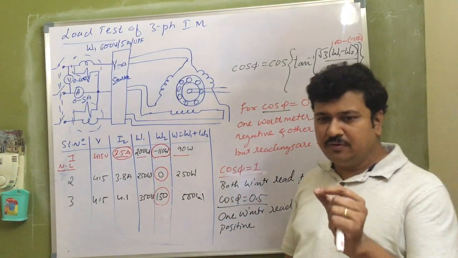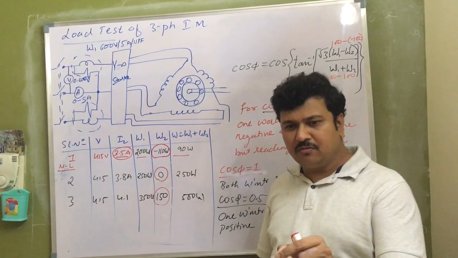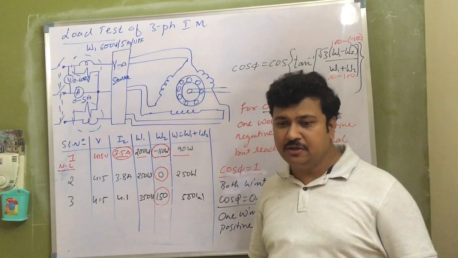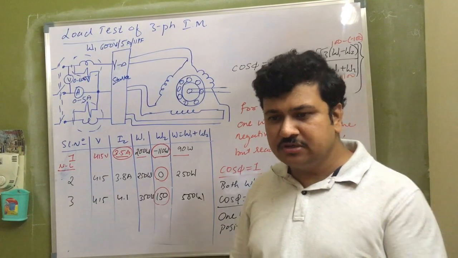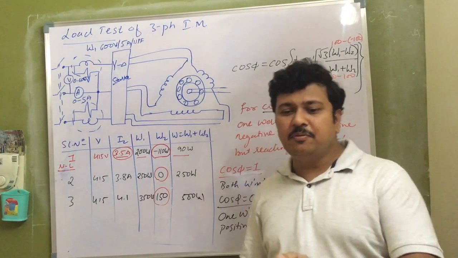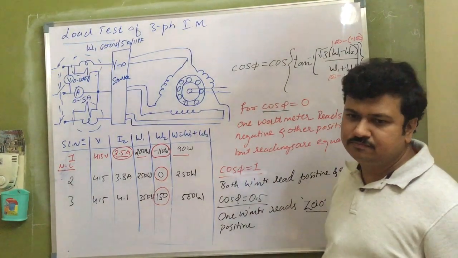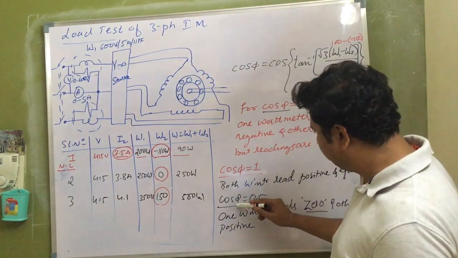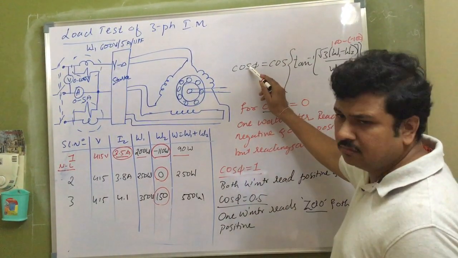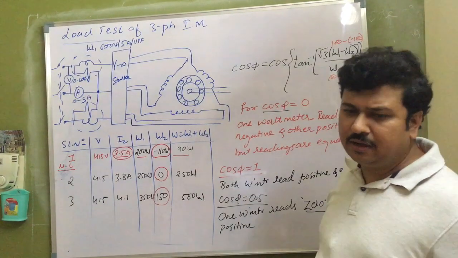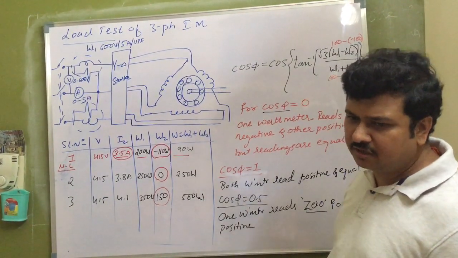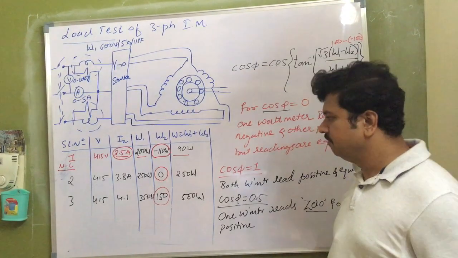So the wattmeter which read negative when power factor was 0, the same wattmeter will read 0 when power factor is 0.5. Simply, you can put cos phi equal to 0.5 here, do the back calculations, and you will get to know. Okay, that is a derivation. That is how you will understand.